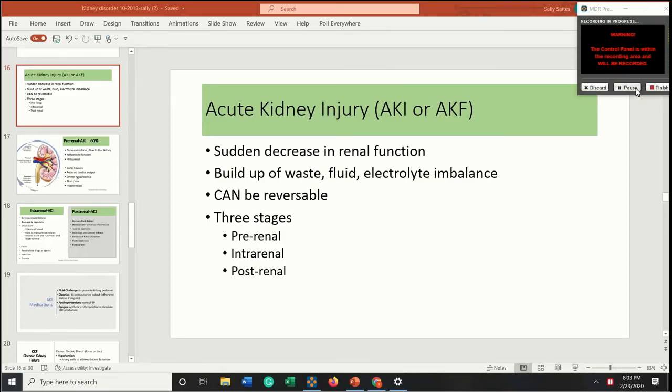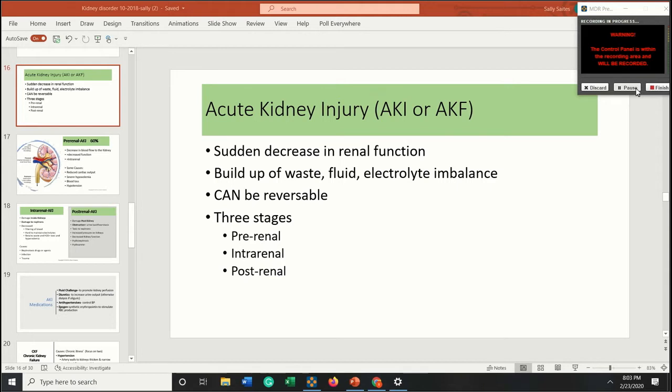Okay, let's talk about the kidneys. This is acute kidney and chronic kidney disease or failure, part 3. So, acute kidney injury, also known as acute kidney failure, so you will see both of those, is a sudden decrease in renal function from either pre-renal, intrarenal, and post-renal.